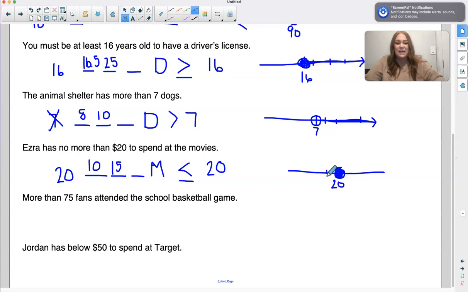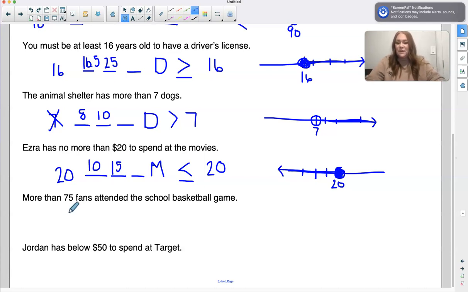And we said it could be 10. I said it could be 10. I said it could be 15. Maybe you said they only had $5. And then I connect and go to the left. So he has less than $20.